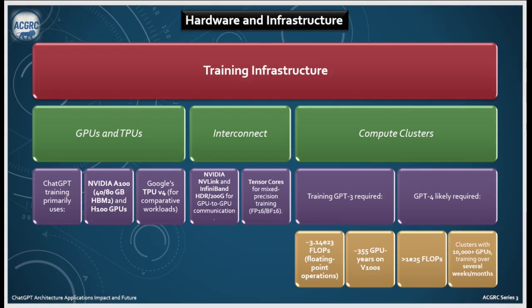Under the compute cluster, ChatGPT required 3.14E23 flops, which is floating point operations, or 355 GPU years on V100s. GPT-4 likely required 1E25 flops, with clusters of about 10,000 GPUs training over several weeks and months.